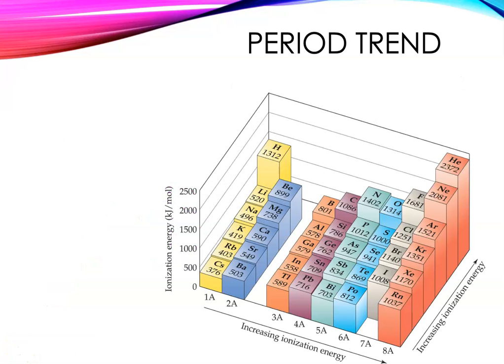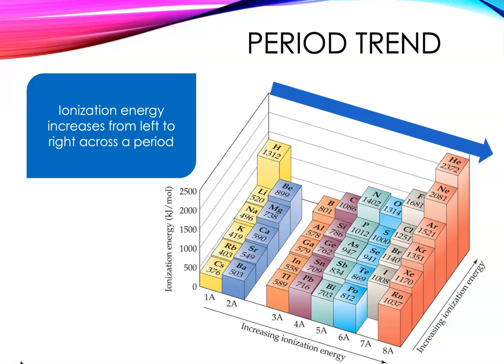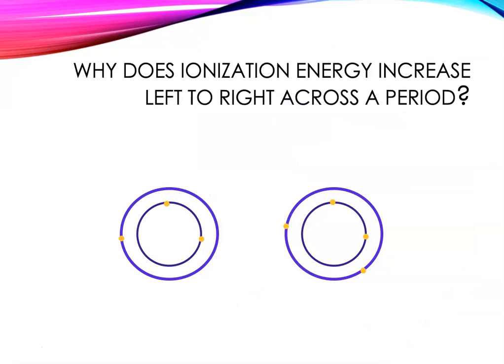In this graphic, we've got ionization energy data for a large collection of main block elements, and there are some very clear patterns here. Let's talk about the period trend. As we go from left to right across the period, it's very clear to see that the ionization energy increases. We see this pattern again and again and again. It's important that you know the trend, that ionization energy increases from left to right across the period.